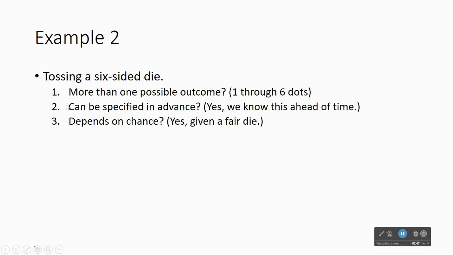Example 2, tossing a six-sided die. It's just one of these regular game dice that has dots on the sides. Does it have more than one possible outcome? Well, yes, there are 6 possible outcomes: 1 dot, 2 dots, 3 dots, all the way up through 6 dots. Can these outcomes be specified in advance? Yes, we know what the die looks like. Does it depend on chance? Well, yes, given that it's a fair die. And even if it's not a fair die, even if it's been loaded, there is still an element of chance in that.